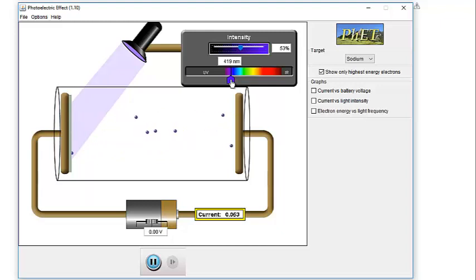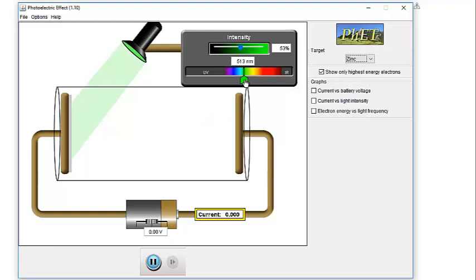Okay, so now I'm going to do something else. I'm going to move this light back down to the green, sort of where we first saw electrons start to come off, and I'm going to change the metal. So now instead of sodium, I'm going to have zinc. When I change the metal, what do you notice? Any electrons? No.